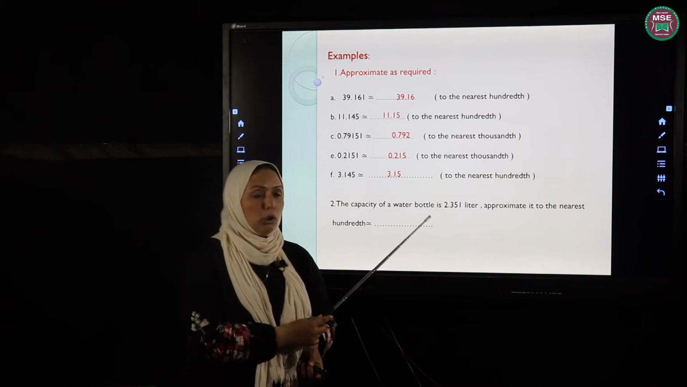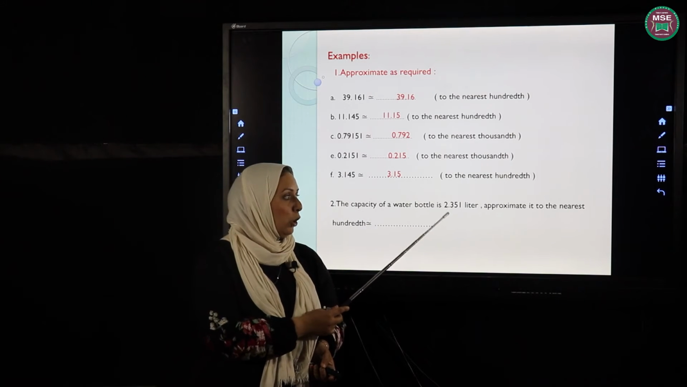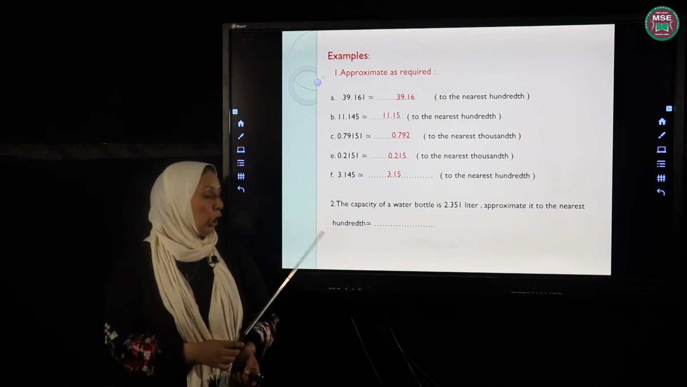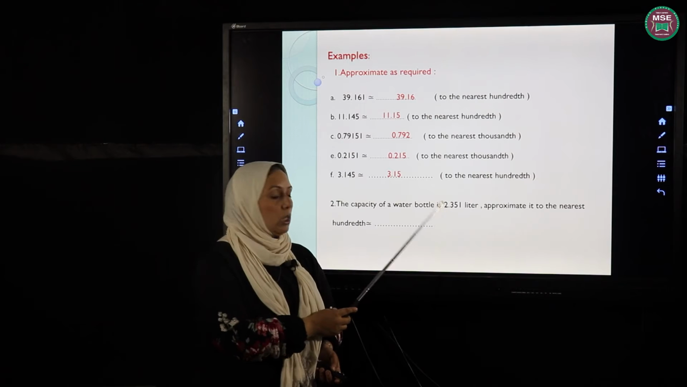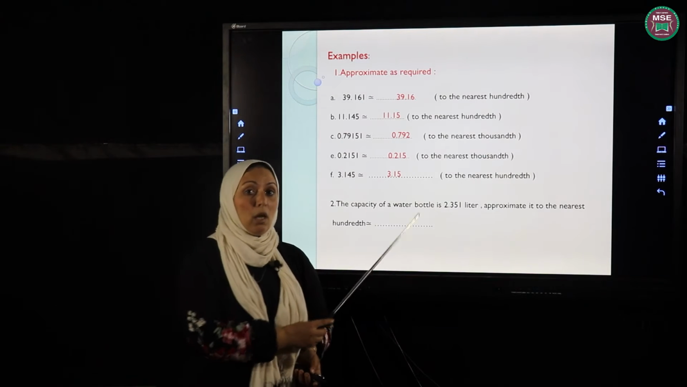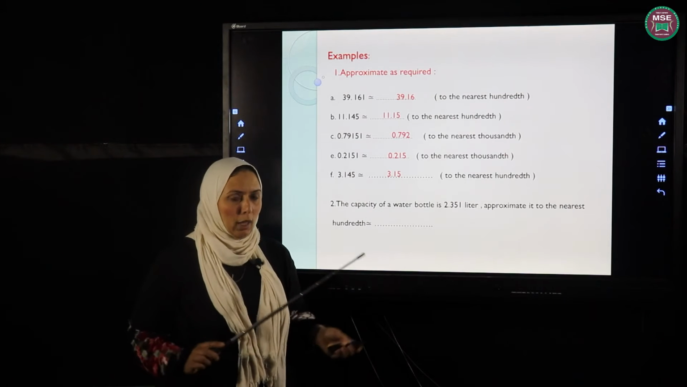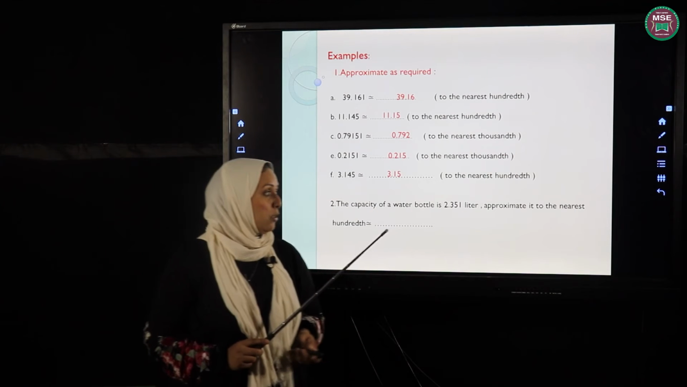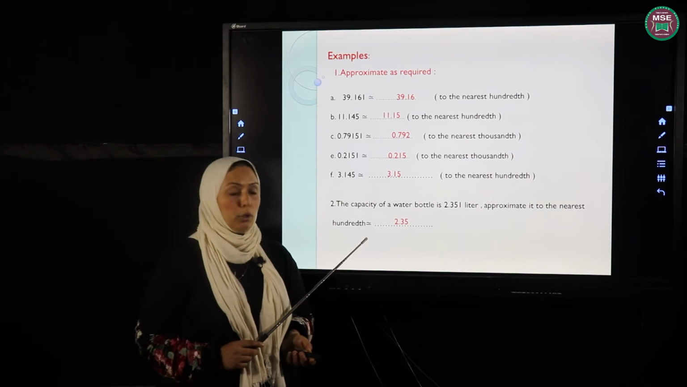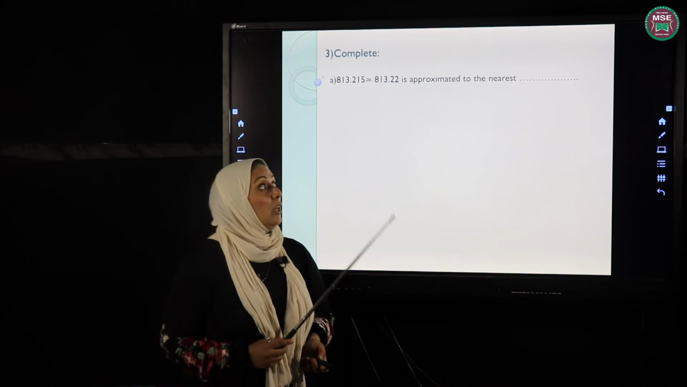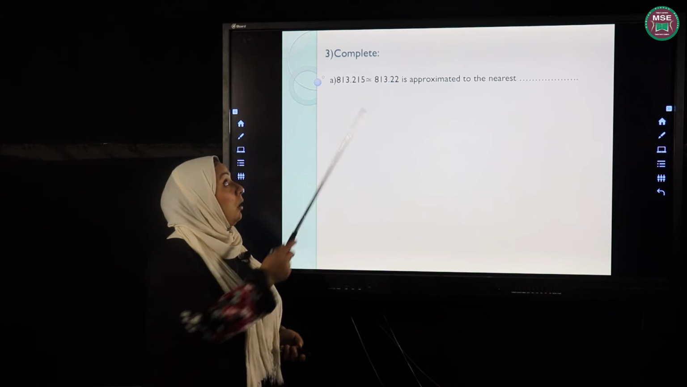Let's read this question. The capacity of a water bottle is 2.351 liter. Approximate it to the nearest hundredth. Where is the hundredth here? The hundredth here is 5. The number after the 5 here is 1. 1 is weak. Weak does nothing. So the answer will be 2.35.